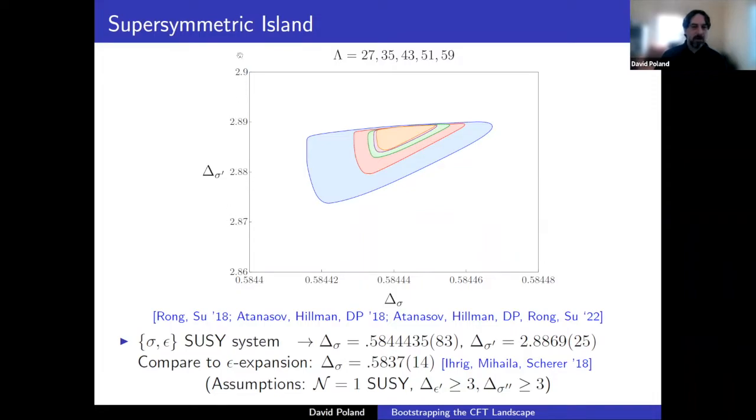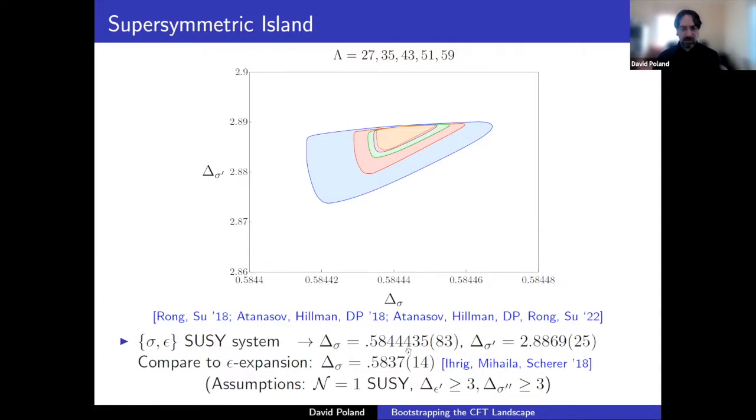So the x-axis here is delta sigma. The y-axis is delta sigma prime, the second odd scalar field. And then we also assume that the sigma double prime operator is irrelevant, has a scaling dimension greater than 3, as well as the epsilon prime operator. Under those assumptions, combined with supersymmetry, you get a very small island with the error in the fifth to sixth decimal point for delta sigma.